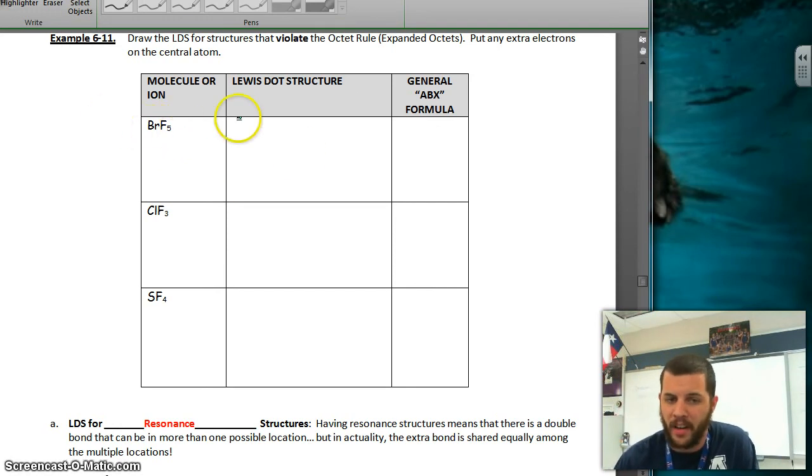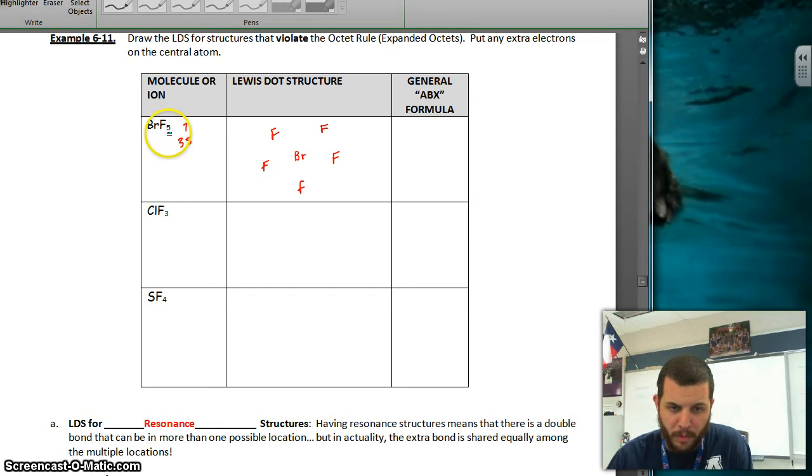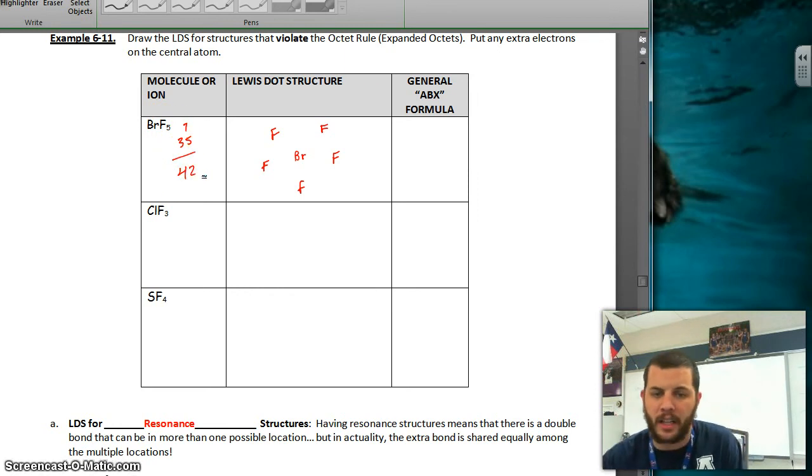With BrF5, I need to choose the central. How about bromine? Okay, because I've only got 1. I've got 5 fluorines. So let's put all 5 of those around him. 1, 2, 3, 4, and 5. Okay, so now bromine brings 7. All 5 of these fluorines bring a total of 35, because fluorine is in group 17, and 7 times 5 is 35. Add that up, I've got 42 electrons to play with.